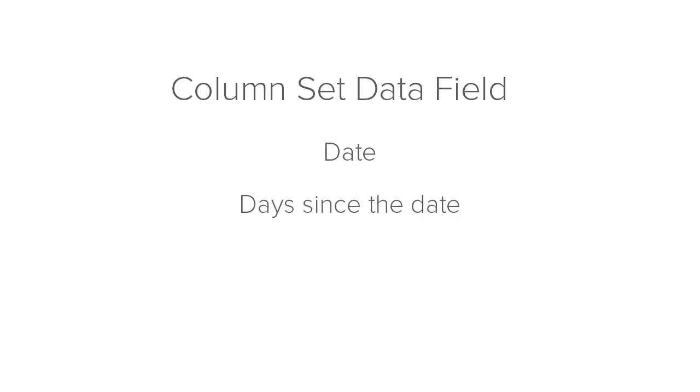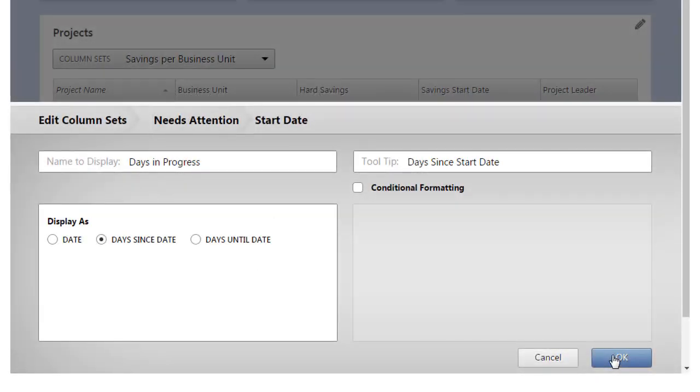In a column set, you can choose to display a data field as just the date, the number of days since the date, or the number of days until the date. In this example, we are naming the field Days in Progress because we want to identify projects that have been in progress for too long. Click OK.